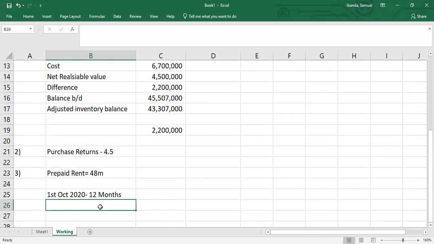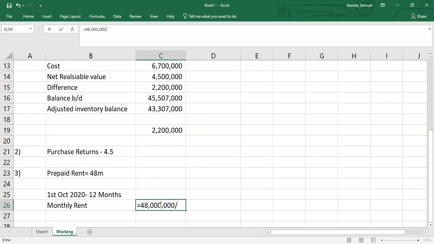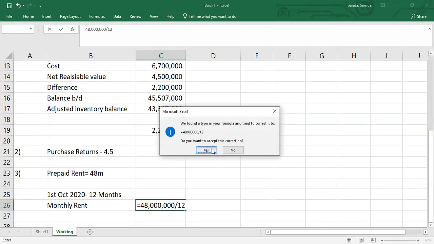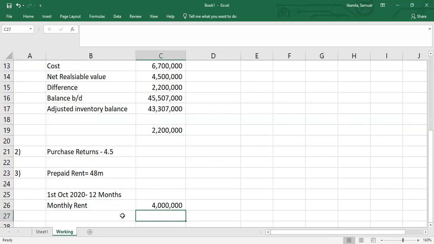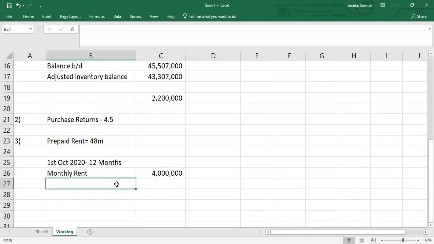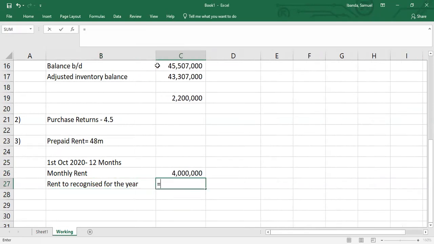So what I'll do is I'll first calculate my monthly rent, which will be 48 million divided by 12, which gets me to 4 million. So 4 million is my monthly rent, okay? So it means that rent to be recognized for the year is basically this 4 times.